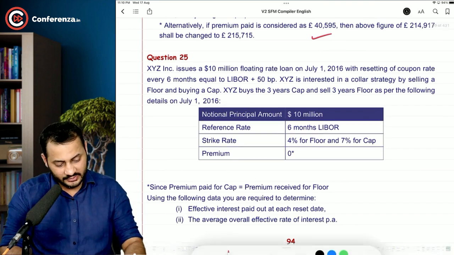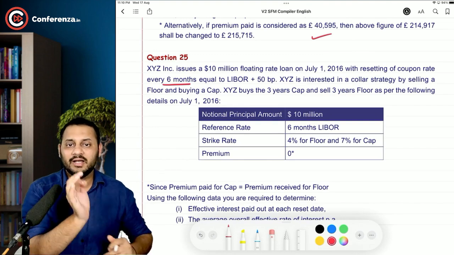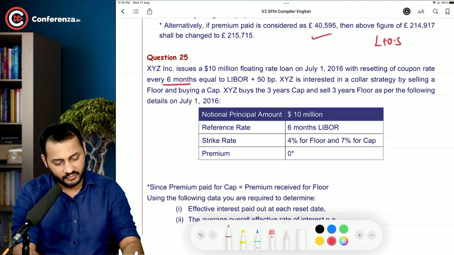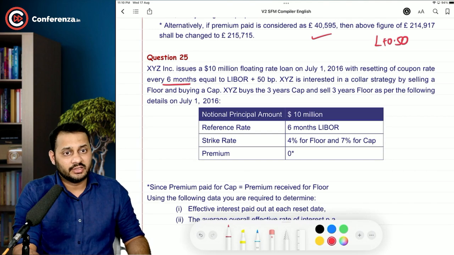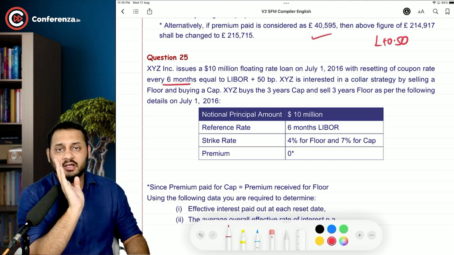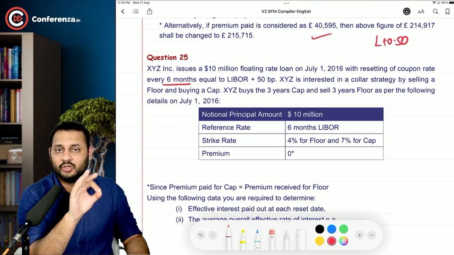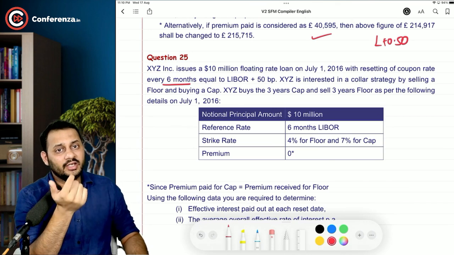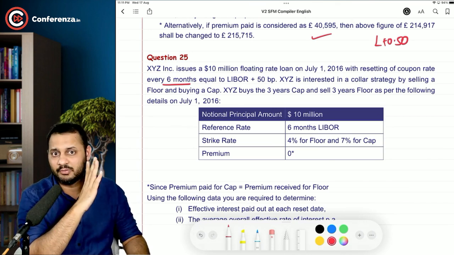So every 6 months you have to make a payment which is equal to LIBOR plus 50 basis points, LIBOR plus 0.50. Again, I am repeating the same thing. There cannot be hedging against 0.50 because that is fixed. No one can do the hedging against this. Hedging can be done only against something which is uncertain, unknown at this date, which is LIBOR.